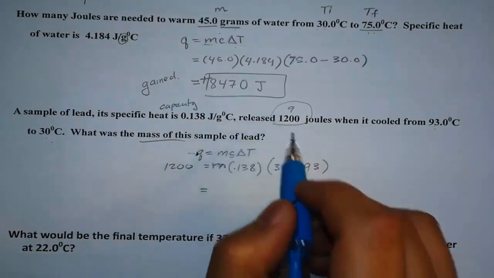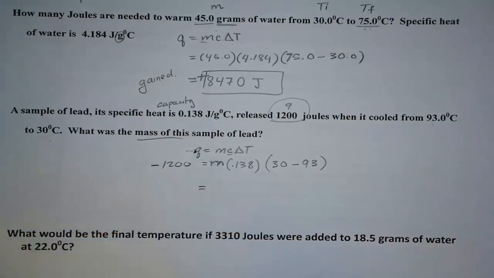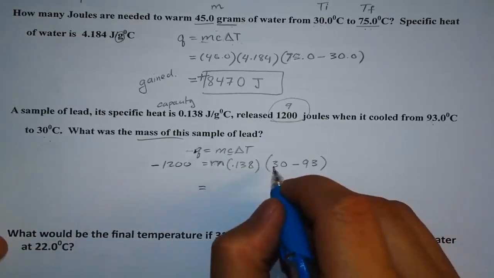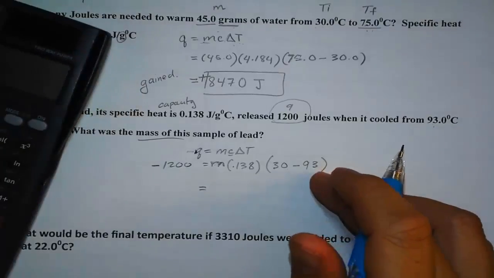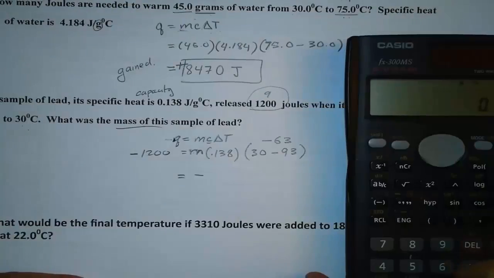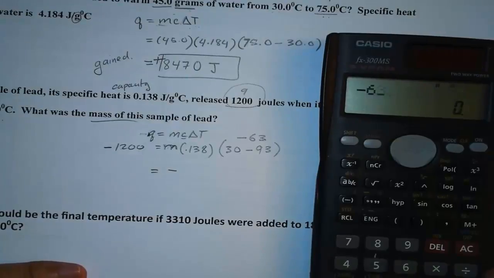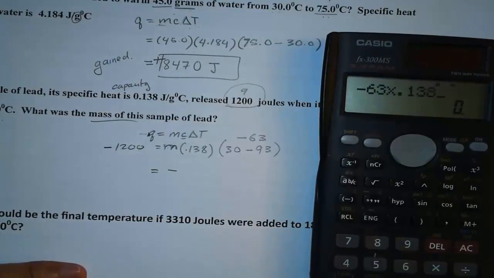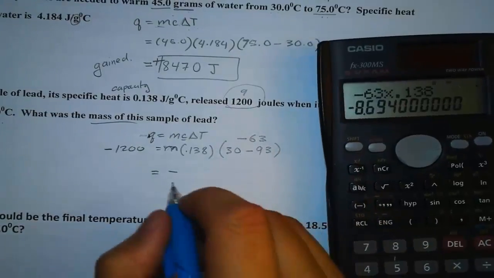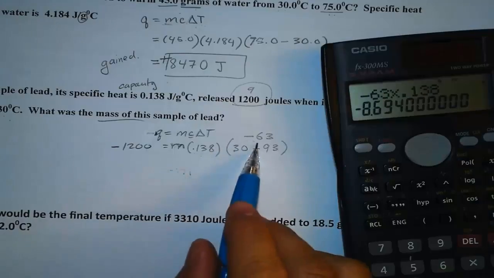So there's one last tricky part. When it loses energy, it's actually negative. So we have negative 1200 joules. So how is that going to affect our answer? Of course, if we do the math behind it, look at this number. We take 30 minus 93, that gives us 63, specifically negative 63, isn't it? So if we plug this into a calculator, we have negative 63 times 0.138. And notice how when we calculate it, we have a negative answer.